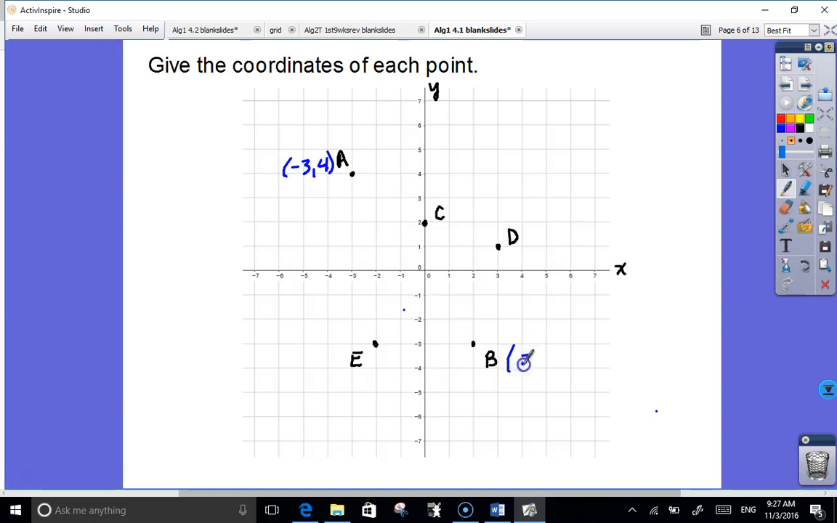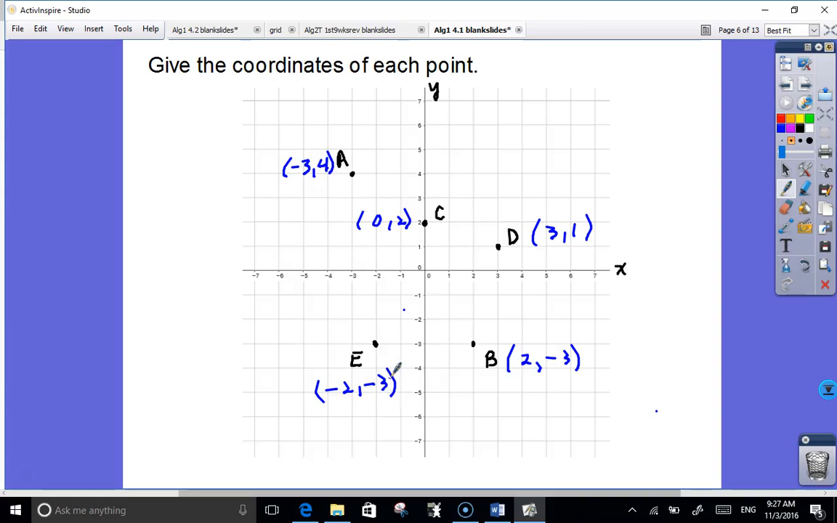2, -3. C? 0, 2. How about D? 3, 1. And E? -2, -3. Okay? So tell me, what quadrant is A in?